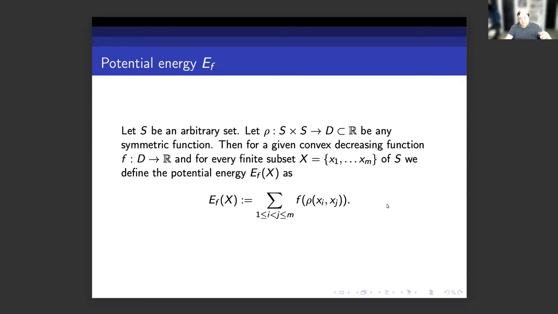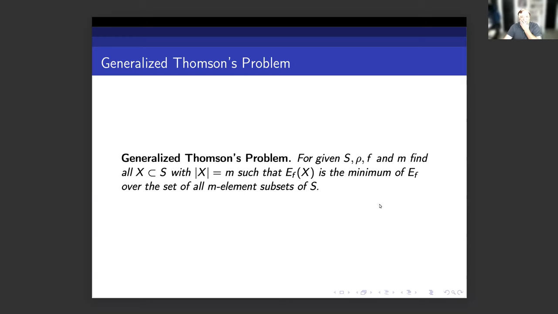Compare with the Thomson problem: in our case rho is the Euclidean distance, S is the sphere in three dimensions, and f of r is 1 over r. So that is just a very particular case. The generalized Thomson problem is for a given S, rho, f and M. We have four parameters, and we are looking for an optimal subset of S.